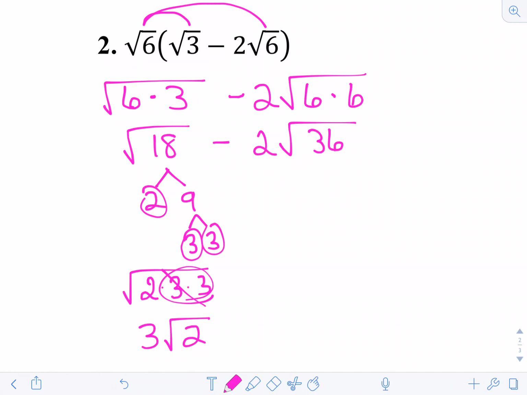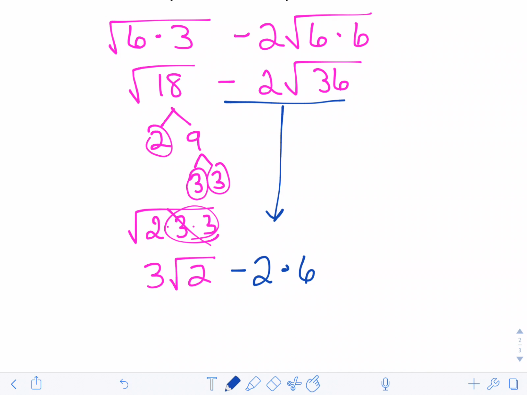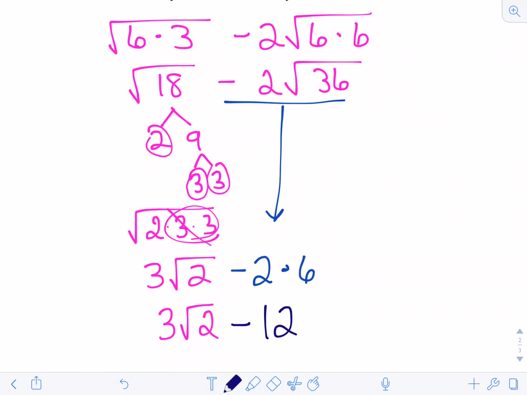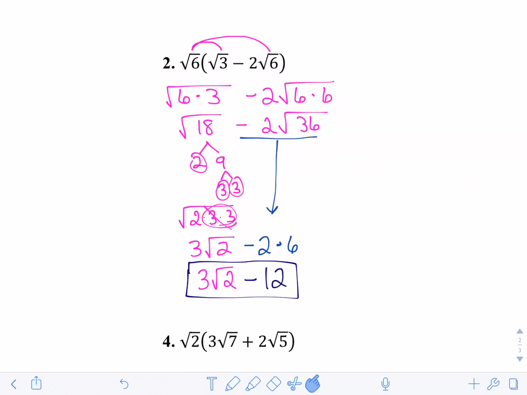Okay, and now I'm going to look at this piece right here. I'm going to go ahead and bring that on down. So I have minus 2, and I know the square root of 36 is 6. So I can simplify this as 3 square roots of 2. 2 times 6 is 12, so minus 12. And again, you can't simplify that because the 12 does not have a square root.